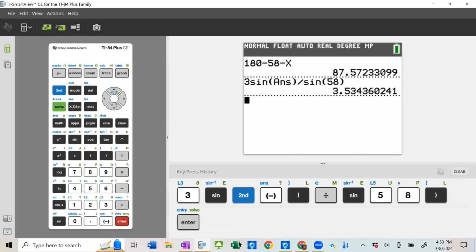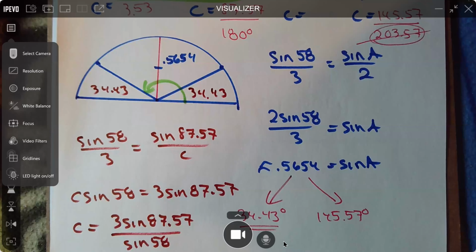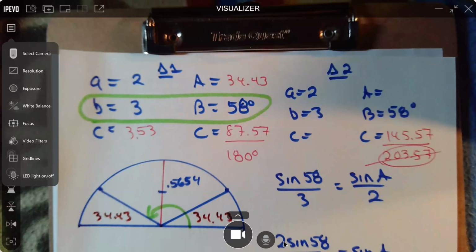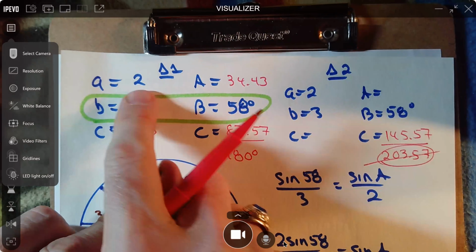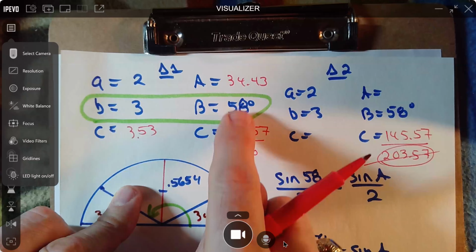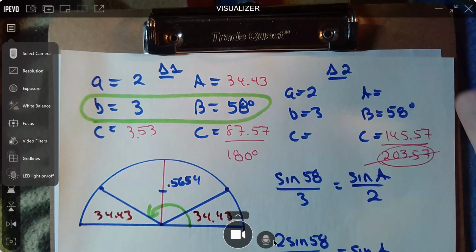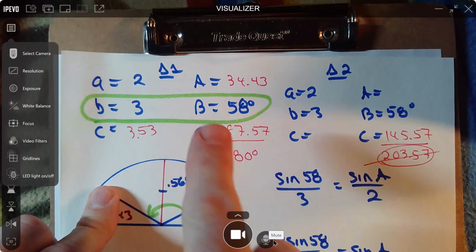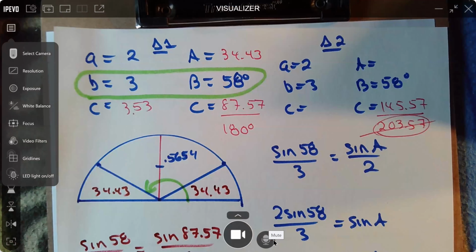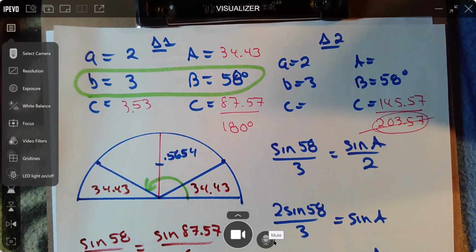Let's look at it and make sure that it at least makes sense. Biggest angle, longest side, smallest angle, shortest side, middle and middle. It works. Okay, I hope this helps you keep track of the 3 different cases and why we have 3 different cases. You always need to look for that second triangle. Even if it's not there, you need to look for it.